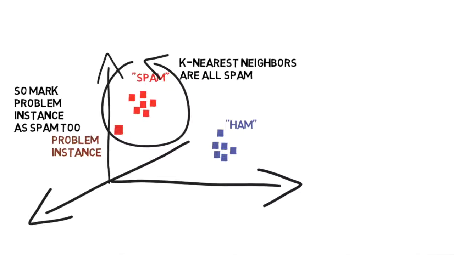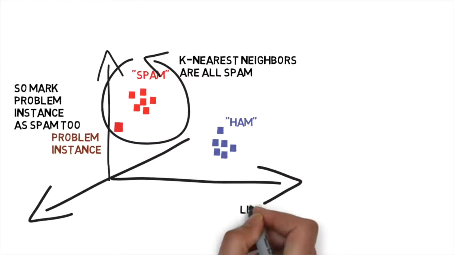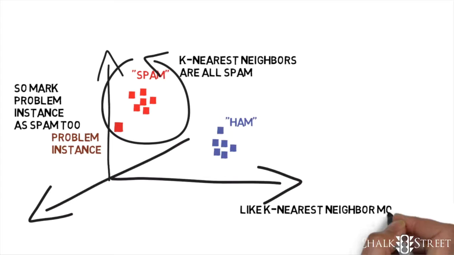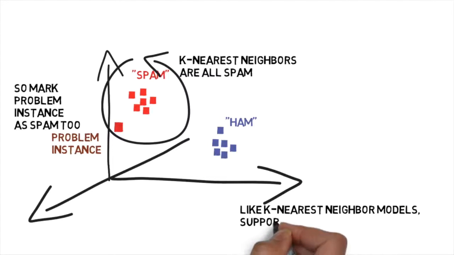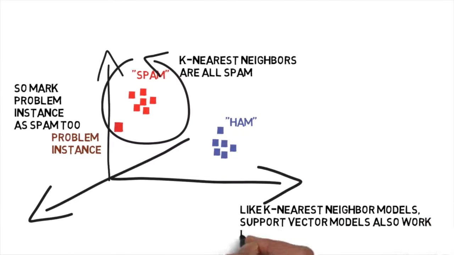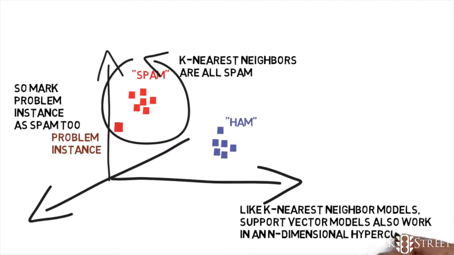This was a visual representation of k nearest neighbors. As you can see, since the problem instance has all its nearest neighbors as spam, it was marked as spam too. Now, let's see what the difference is with support vector machines. Like the k nearest neighbors, support vector machines also represent the problem instances as points in an n-dimensional hypercube. So they start off by taking an email and representing it as a tuple of n numbers. That step is the same.